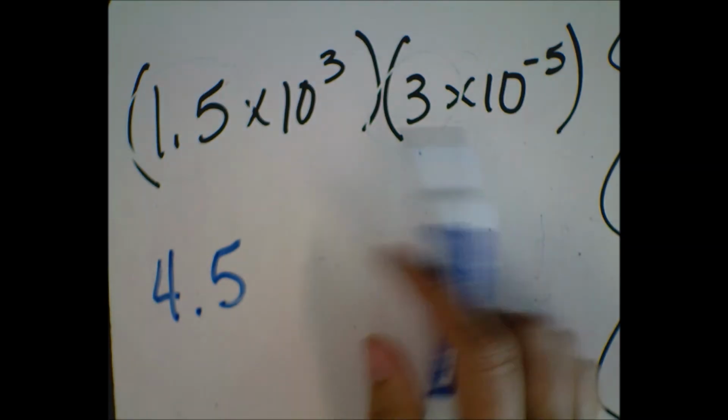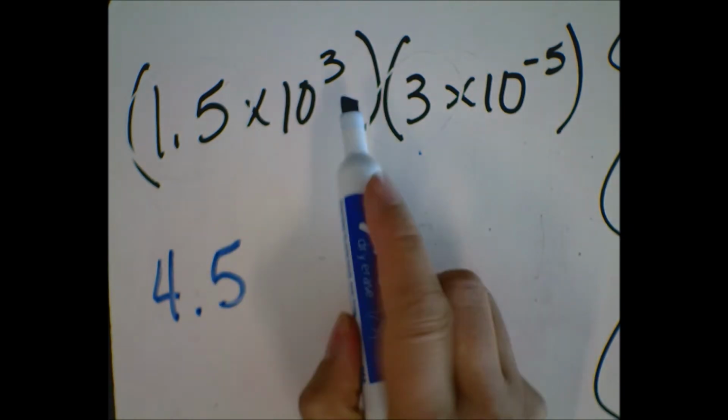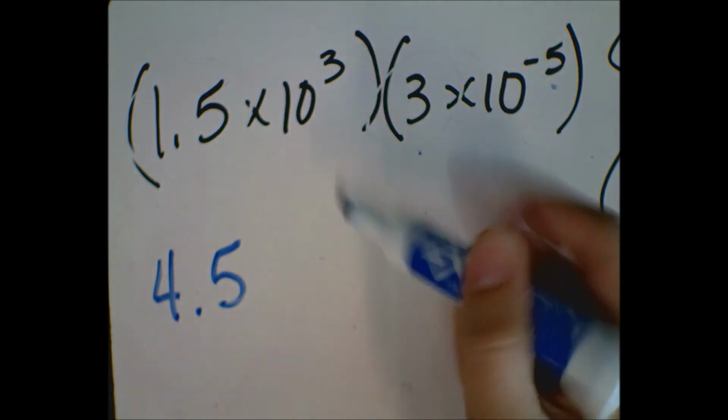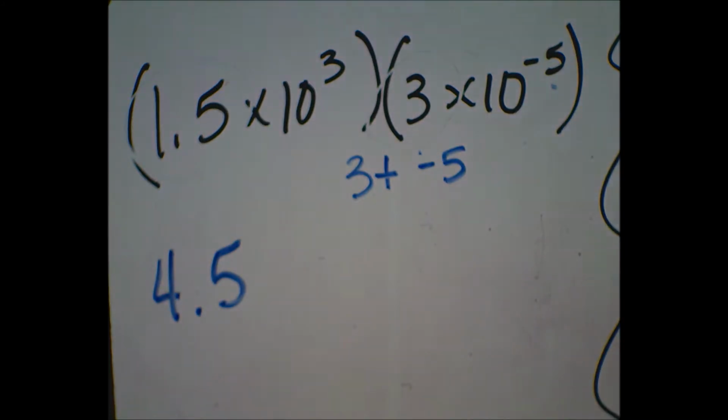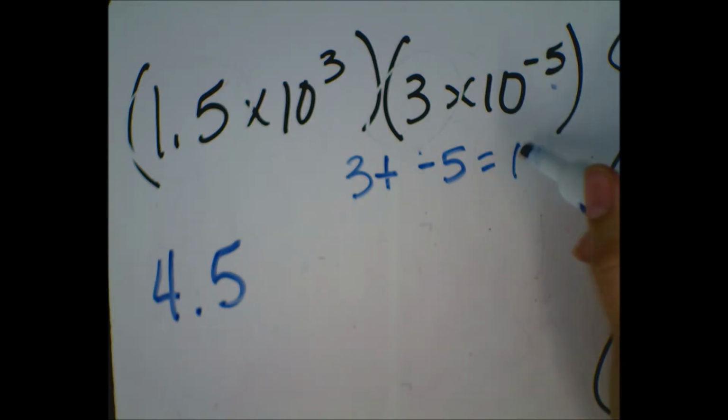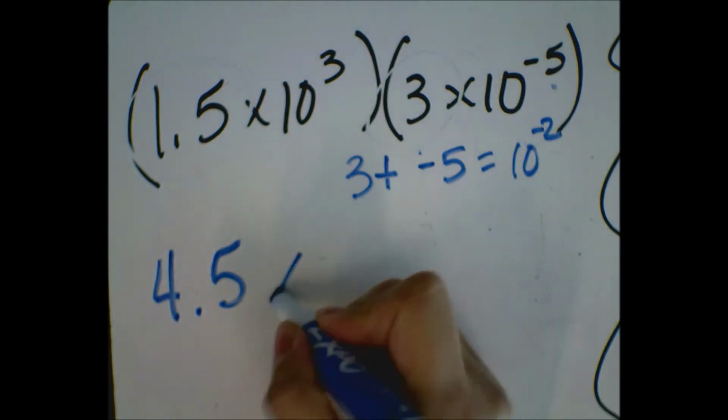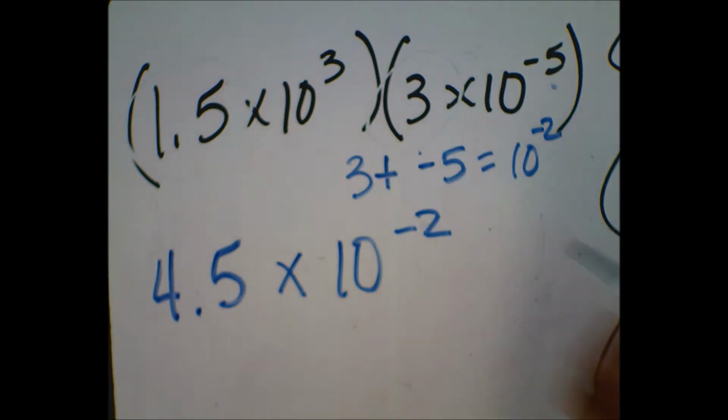When I multiply and have the base the same, you add exponents. So I'm going to take 3 plus a negative 5. That's going to be a negative 2 for my exponent. So times 10 to the negative 2.